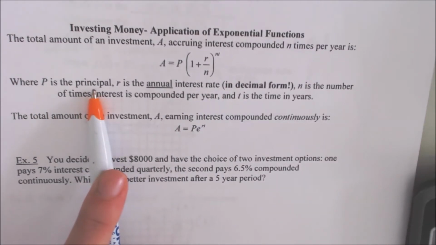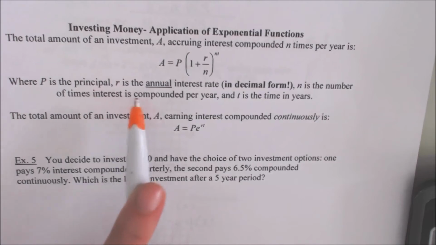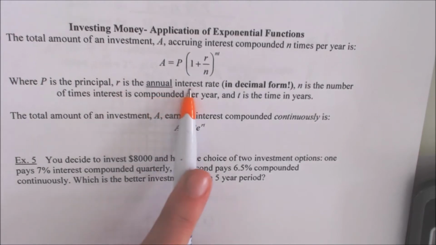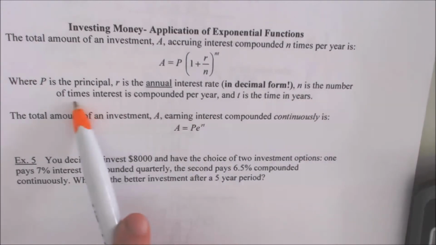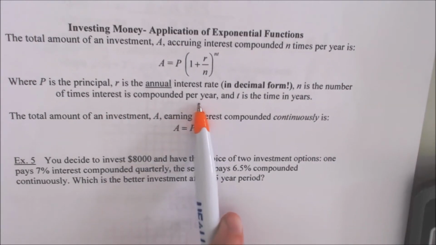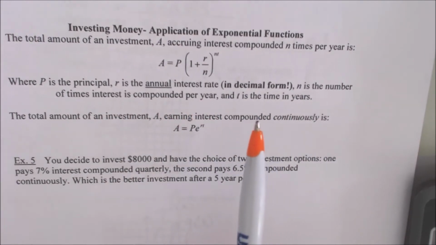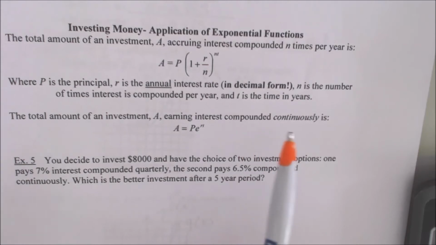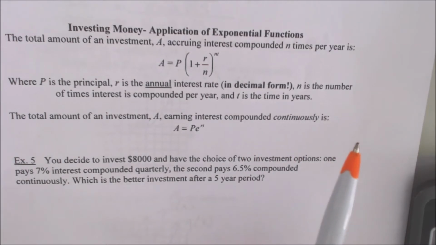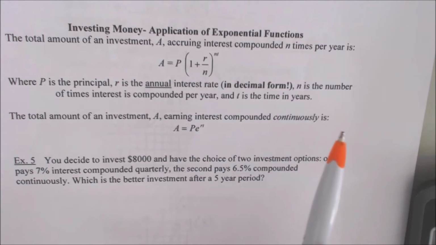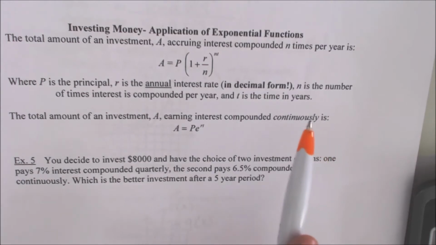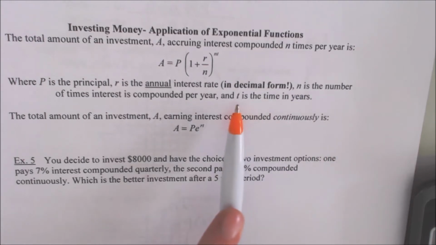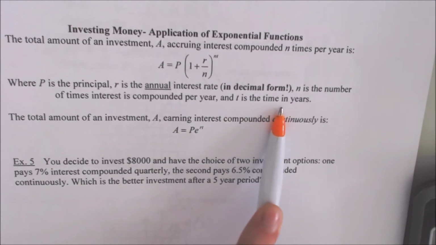Principal is the original amount that you started with when you started investing. R is the annual interest rate, and it has to be in decimal form. N, we said, is the number of times per year the interest gets compounded. So like if it's your bank account, it's compounded monthly, that would be 12 times per year. Quarterly would be 4 times per year. Daily would be 365 times a year, and so forth. And then T is the number of years we let the money sit in the account.